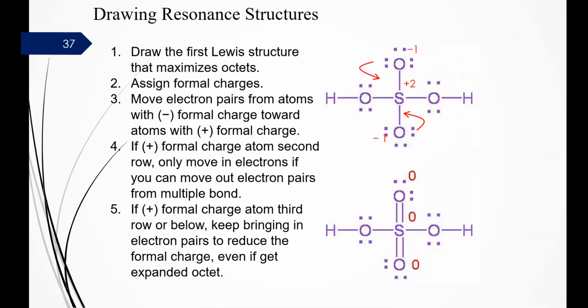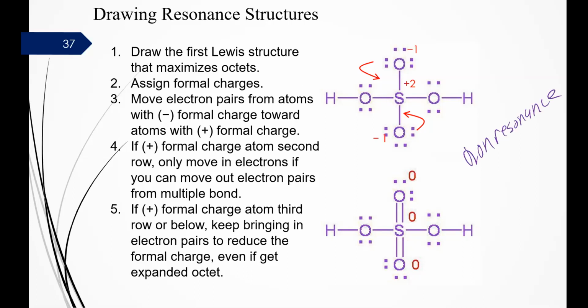These two are not resonance structures. Their formal charges are not the same. So when we look at them, while they have the same connectivity, the difference is that when they were all single bonds, we had a +2 charge on that sulfur, and then we have -1s on our oxygens.